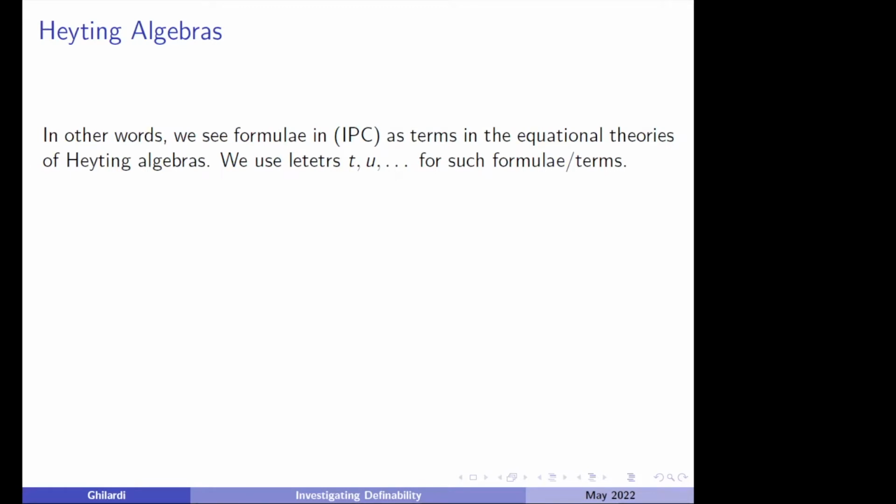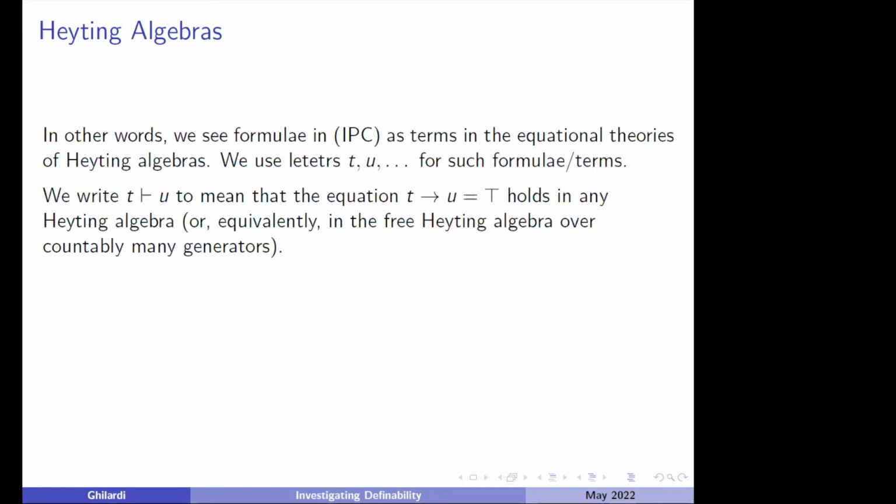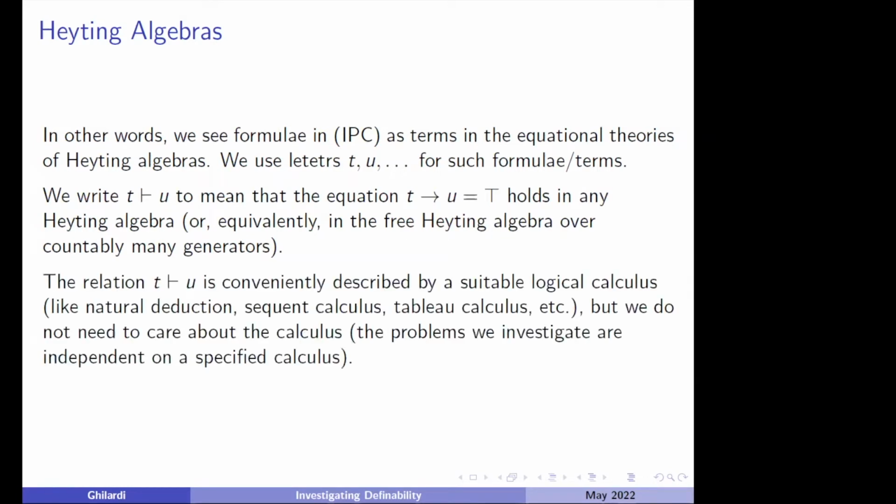So in some sense, we confuse formulae in intuitionistic propositional logic and terms in the theory of Heyting algebras. This is perfectly legal, and it makes no problem. And then the provability relation, T proves U, means that T implies U is equal to truth in any Heyting algebra. And as I said, usually people introduce such validities using a kind of calculus.